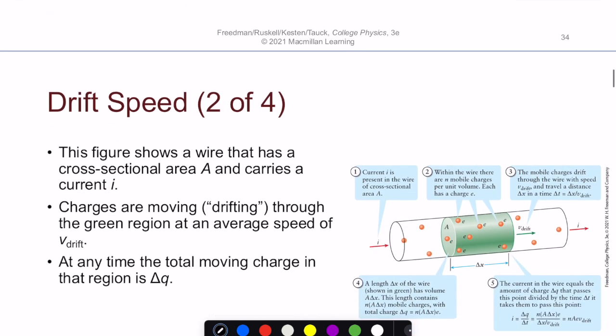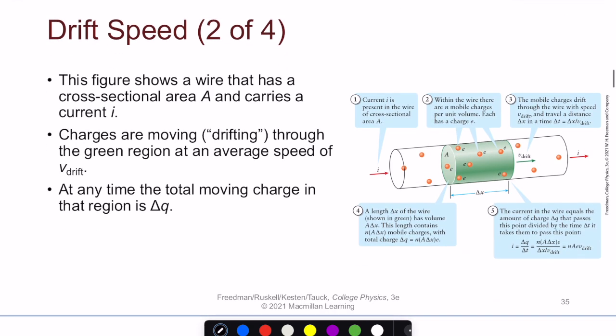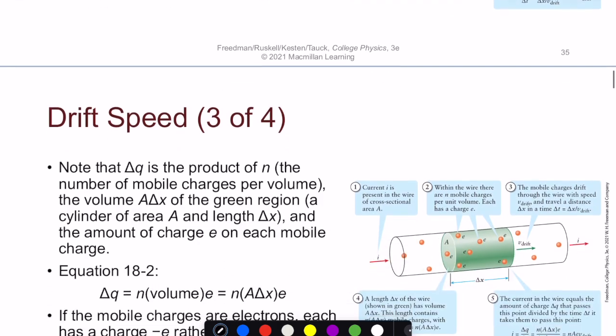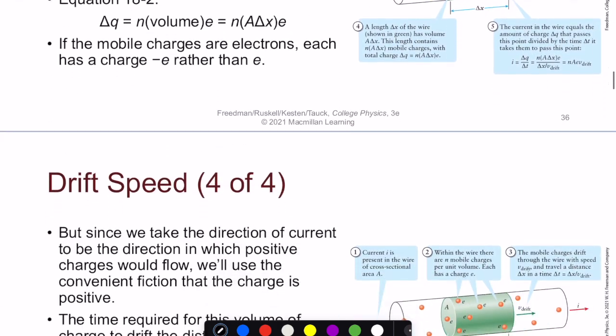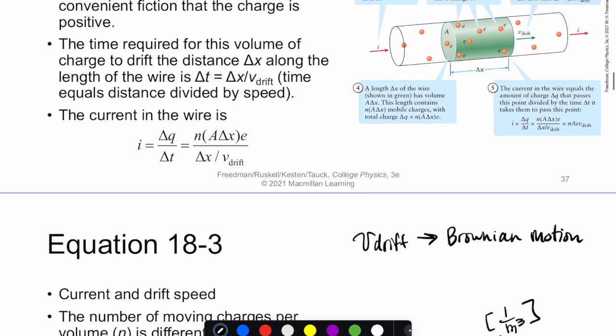To understand drift speed, I'm going to take a qualitative or conceptual approach. The next few slides take a more mathematical approach, and I'm just going to skip that for now. I don't think it's really going to be useful to us. We have a lot to cover in this chapter. I think I have a really good analogy that's going to help you understand what drift speed is. Okay, so we're going to skip through this.